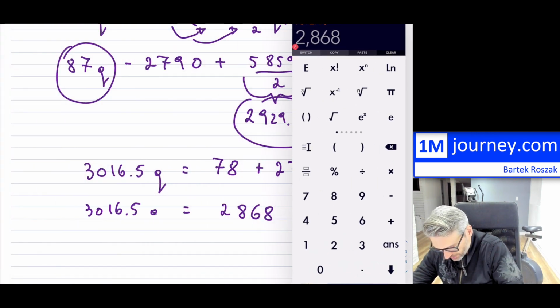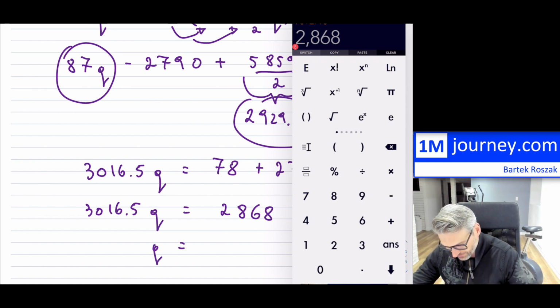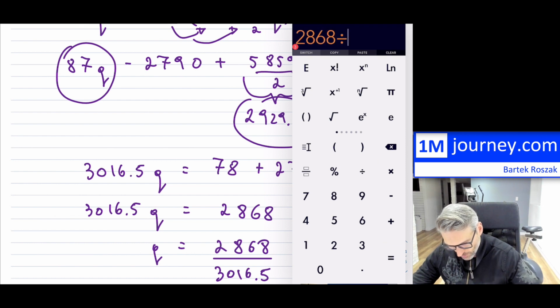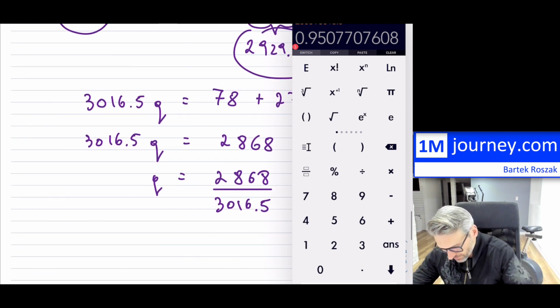So you're using quite a lot of your skills to be able to solve this, and then you have your answer. 2868 divided by 3016.5. Now, when it is this ugly, don't be shocked. Okay, so there you go. We're going to have to get approximate answers.